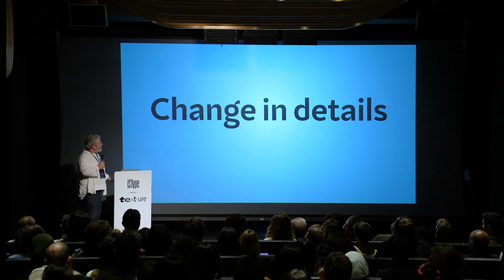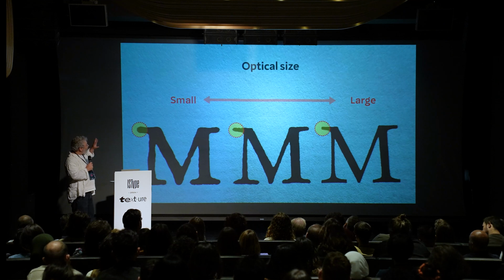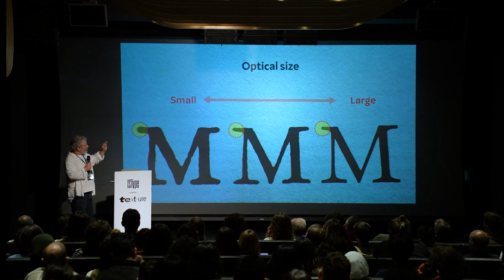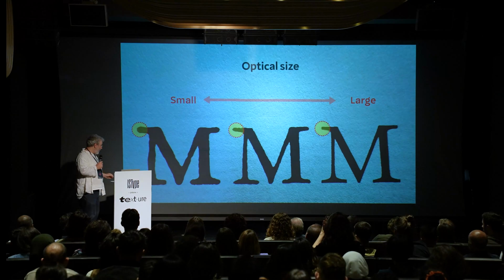There's also a change in the treatment of details. So if we come back here again, we can see the serifs are extremely definite and quite a specific shape in the large size. And in the small, it becomes a bit vague, a little brutal.